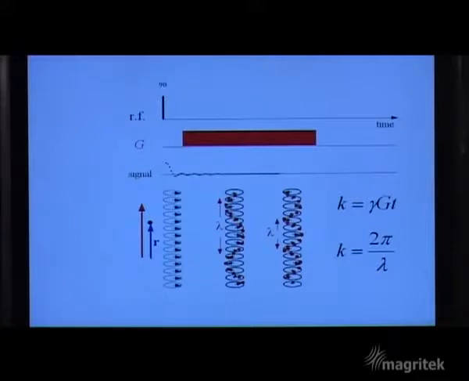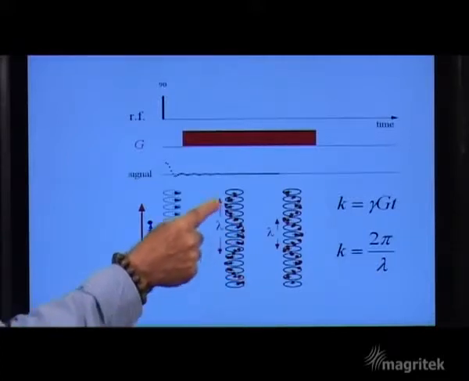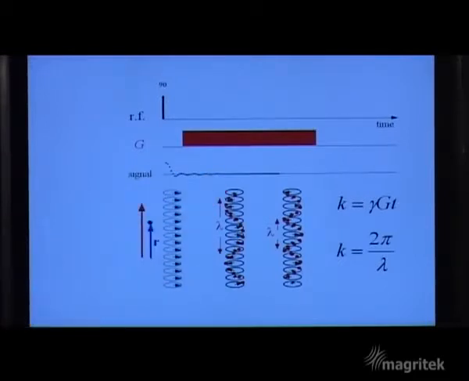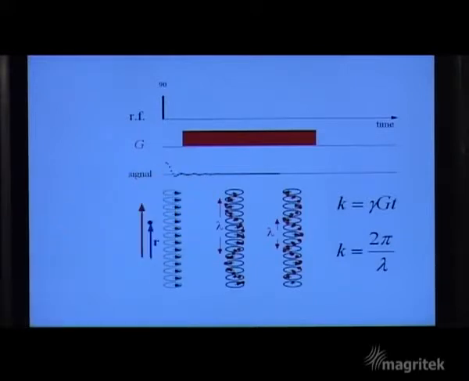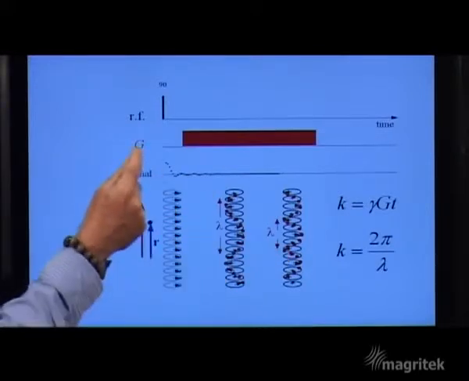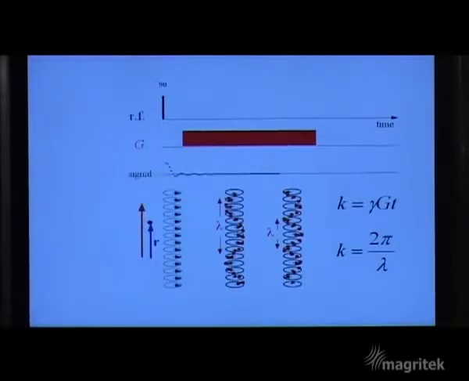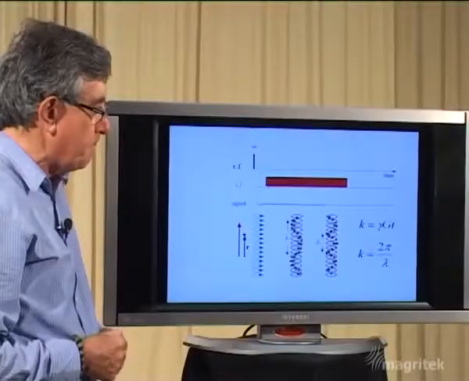Just to make more clear that helix shape, I put a little red dot here at the ends of each of the vectors. You can see the helix very clearly, and you can see that there's a characteristic wavelength of the helix, and that wavelength gets shorter and shorter with time as the effect of the magnetic field gradient winds up more and more phase difference in the spin system.